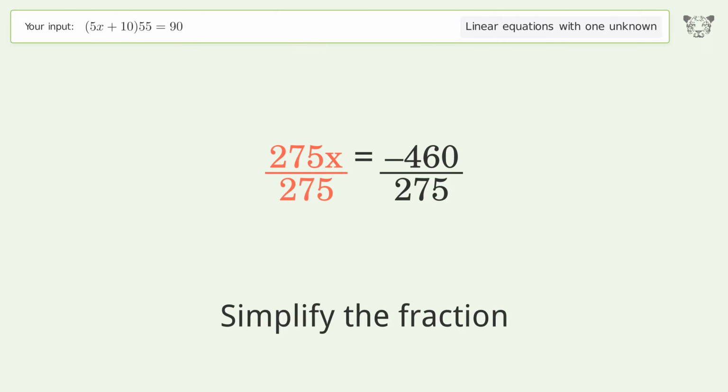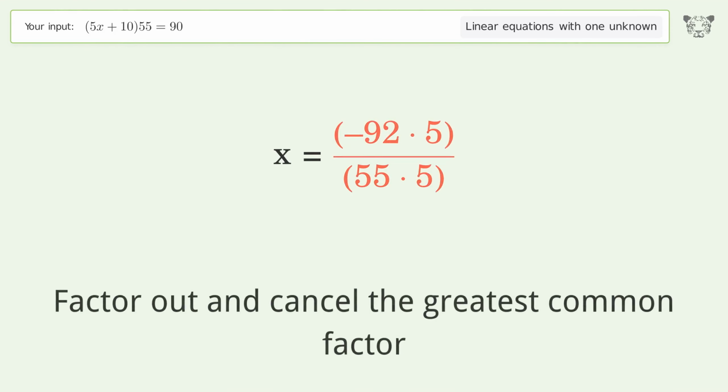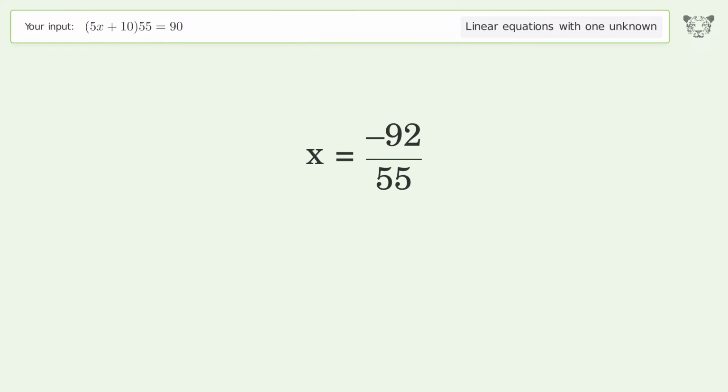Simplify the fraction. Find the greatest common factor of the numerator and denominator. Factor out and cancel the greatest common factor. And so the final result is x equals negative 92 over 55.